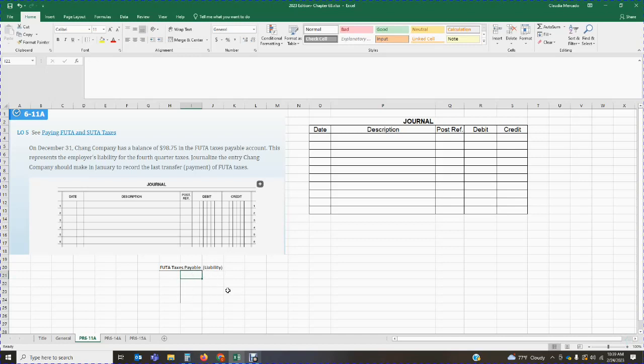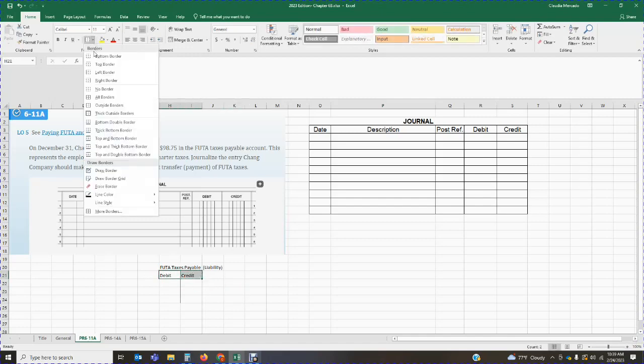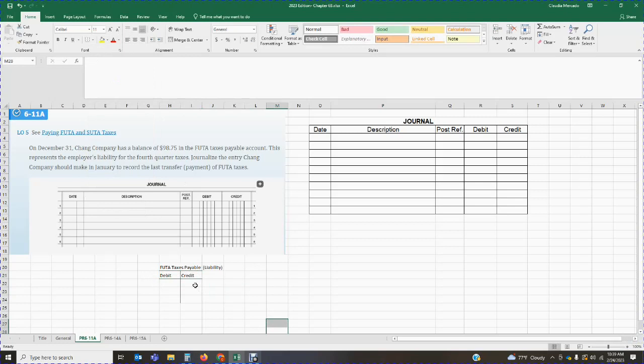Well, let me put first debit, credit. That way we know what we're doing, and we can see what our balance is. So I've got my FUTA taxes payable account, and I know that if it has the word payable, my normal balance is a credit. So that is where I have the $98.75 sitting right now.